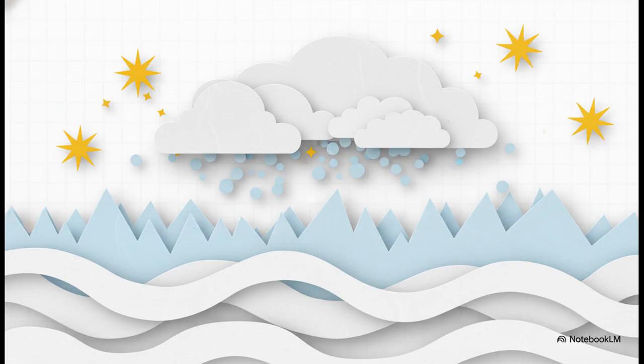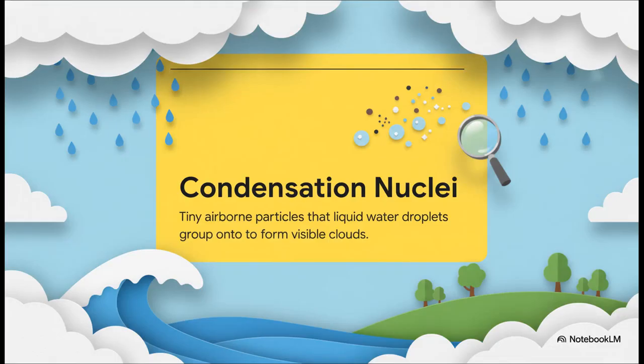But to actually form a visible cloud, those droplets need to group together. Here's the catch, though. They don't just group onto empty space. Actually, scratch that. They literally can't. They require something called condensation nuclei. These are just tiny airborne particles. Think microscopic bits of dust, smoke, ash, or even sea salt. The liquid water droplets group onto these particles to form visible clouds. Without these tiny airborne anchors floating around up there, those liquid droplets wouldn't be able to clump together effectively to give us the cloud cover we see every single day. It's like a giant puzzle coming together in the sky.